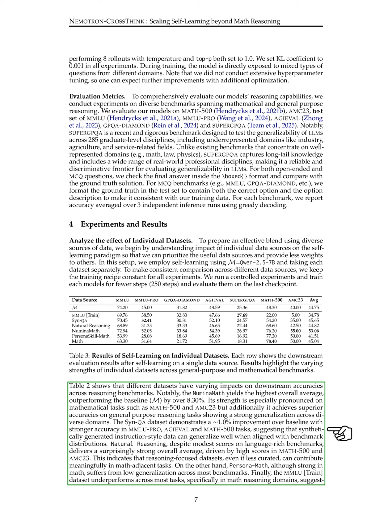Natural reasoning, despite lower scores in language-heavy benchmarks, achieves a surprisingly strong overall average due to high performance in Math 500 and AMC 23, indicating that reasoning-focused datasets can still contribute effectively to math-related tasks. Conversely, Persona Math, while strong in math, struggles with generalization across most benchmarks. The MMLU train dataset underperforms in many tasks, especially in math reasoning, suggesting that using raw MMLU train data alone is not enough for generalization.